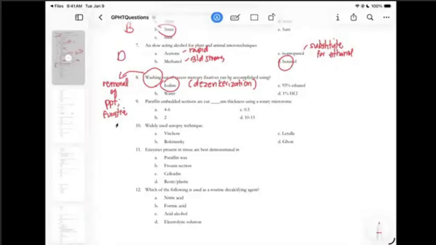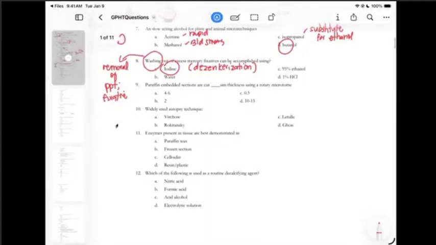Number 9, paraffin embedded sections are cut at 4 to 6 micrometers. So for number 9, this is letter A. Okay, 4 to 6 micrometers. So for paraffin sections, that's usually cut or sectioned using the rotary microtome. So that is 4 to 6 micrometers. Okay, number 9, that's letter A.